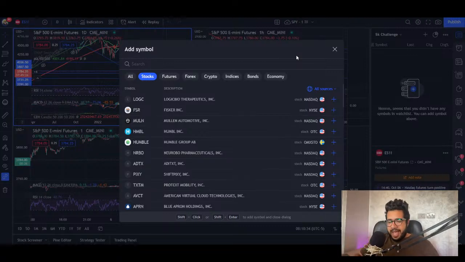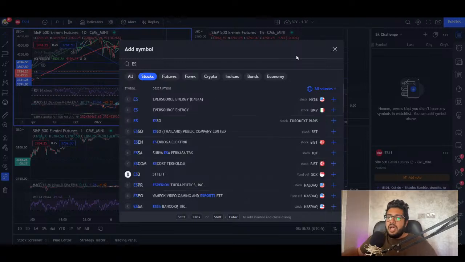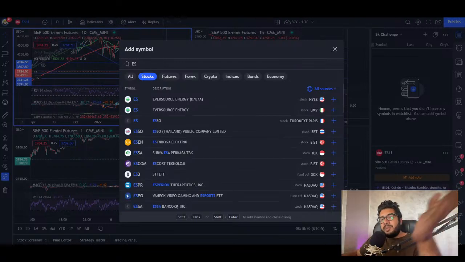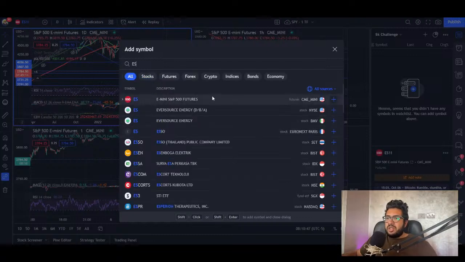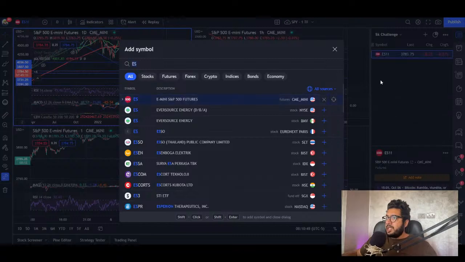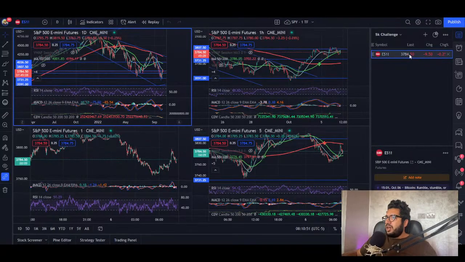So let's start by adding our main ones here. We're going to start by adding the futures, right? Because this gives us the ability to trade SPX before market and after market, okay? So I'm going to go here to add symbol, ES is the SPY future symbol, and I'm going to click the plus here, and now I have it on my chart, okay?